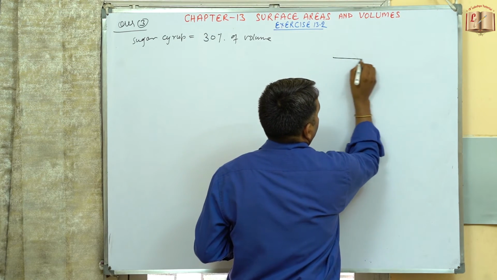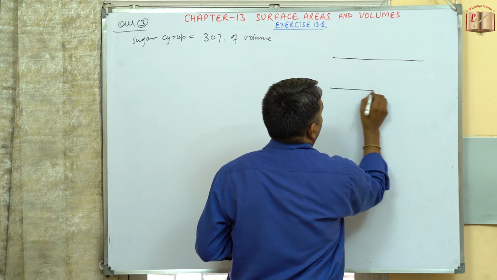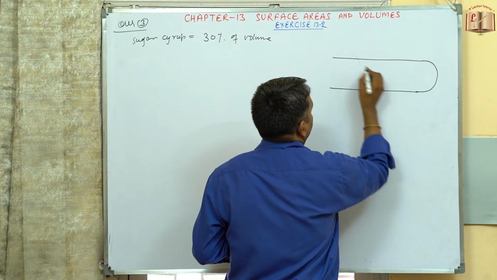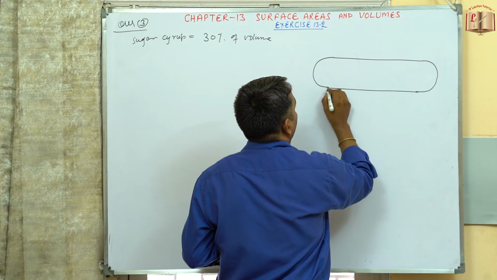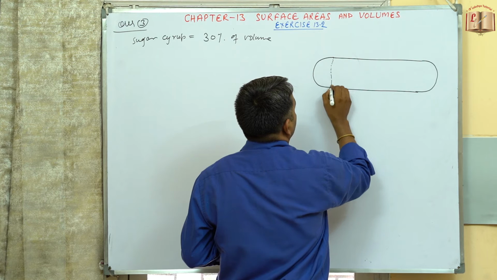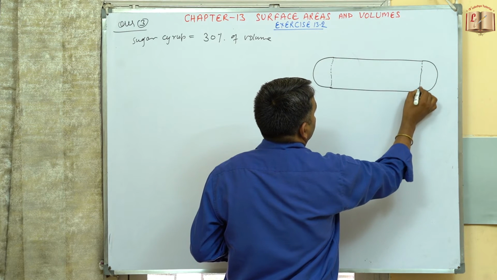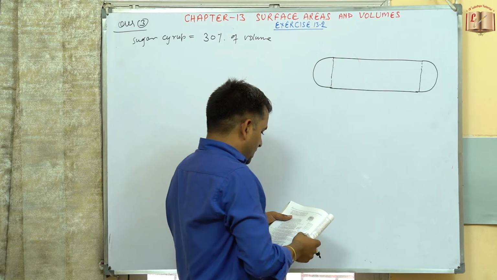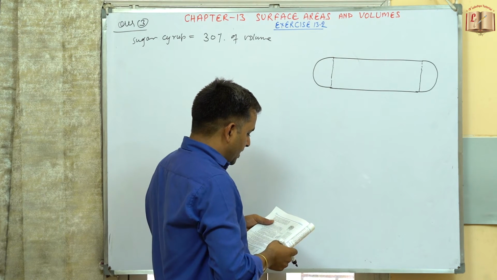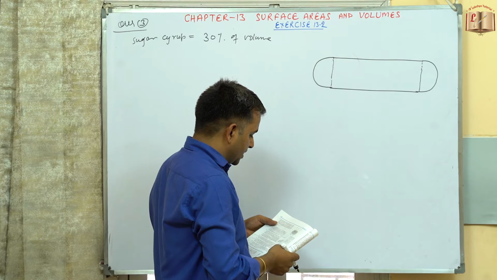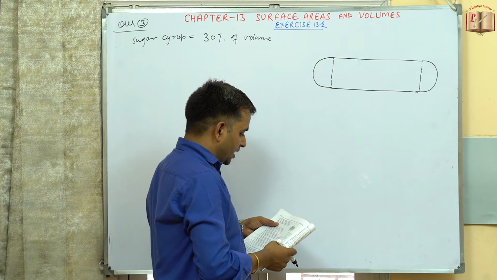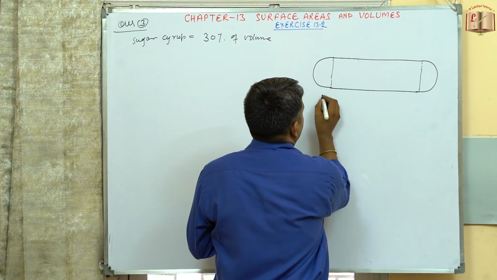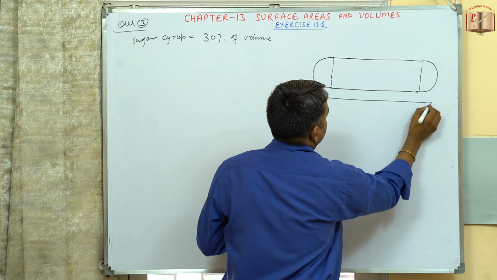So now we have made one gulab jamun. These are its hemispherical ends, and this is the cylinder, the cylindrical shape, and this is the hemispherical end. Each is shaped like a cylinder with two hemispherical ends with length 5 centimeter. So this complete length is given to us.